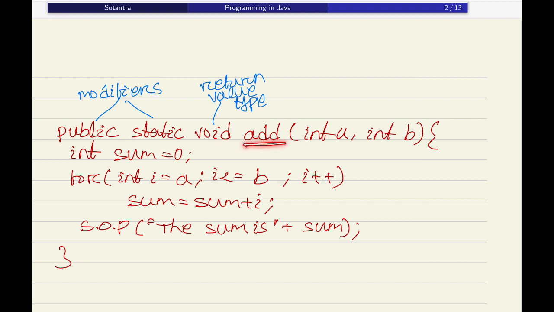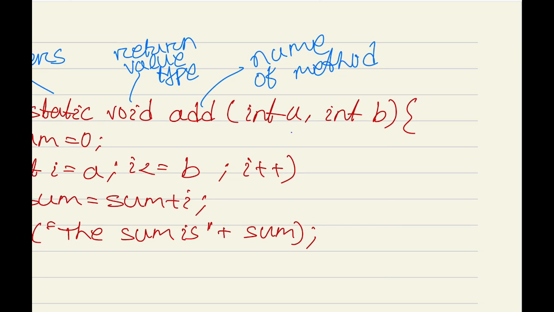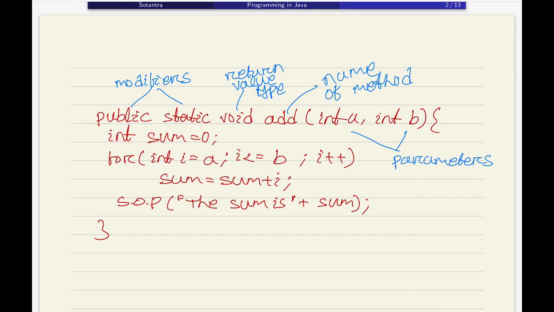Now the next one, add, is the name of the method. So here the name of the method is add. Now int A, int B, these are called the parameters of the method.